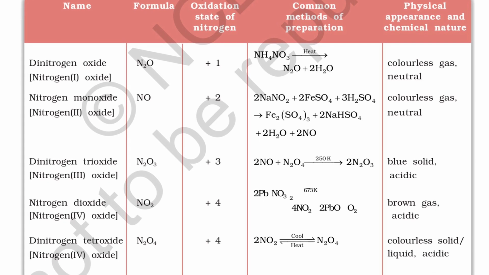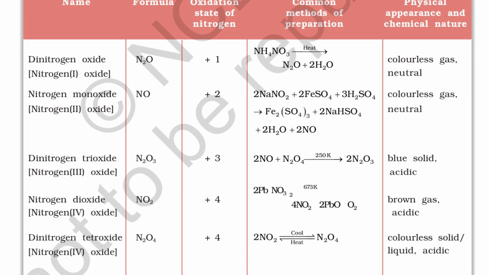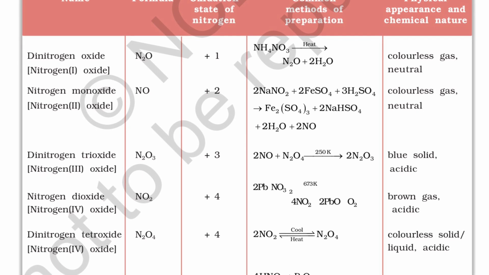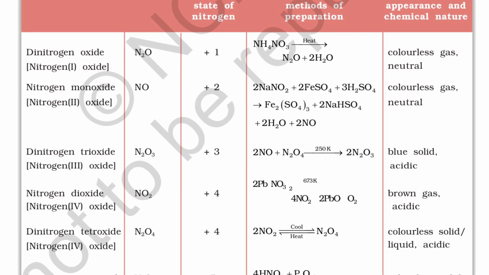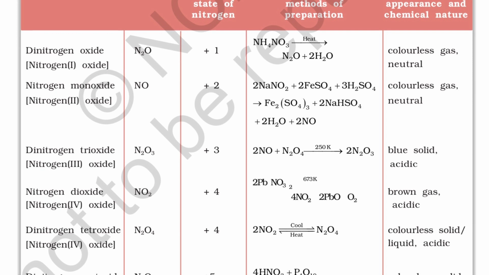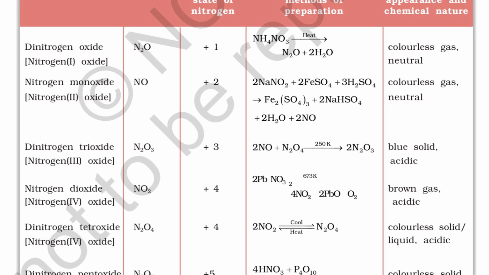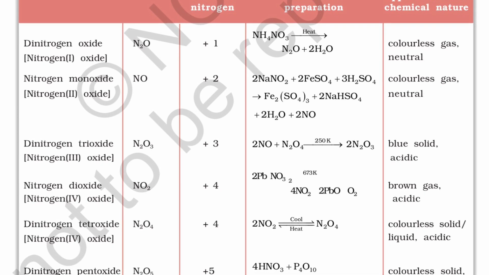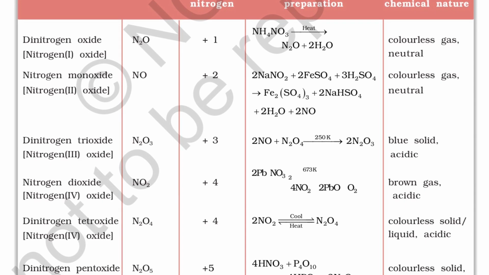Nitrogen dioxide, NO2, oxidation state is +4. It can be prepared by heating lead nitrate. Lead nitrate on heating gives NO2, and oxygen will also come in this reaction. Very interesting. One colored gas, one colorless gas. Oxygen is colorless. NO2 is a brown gas which is acidic in nature. NO2, when you dissolve in water, forms HNO2 and HNO3. So it is called mixed anhydride.